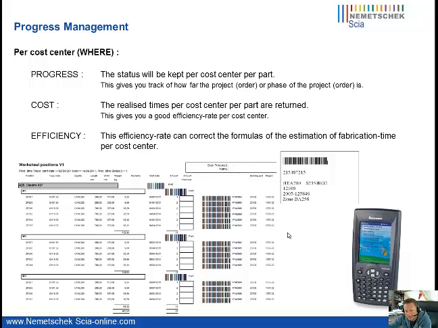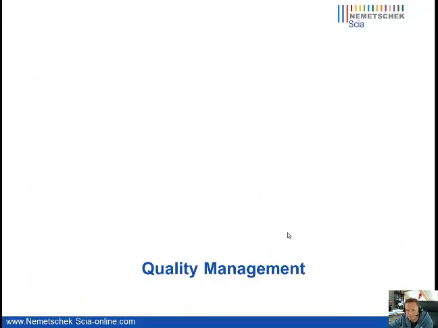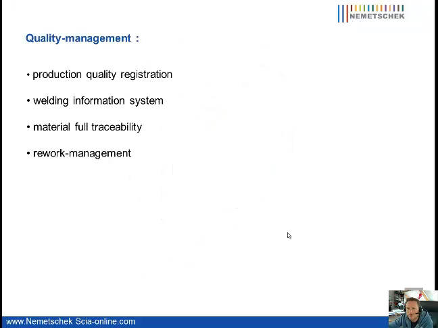And this results then at the end, for instance, by using the barcode systems, in progress, cost and efficiency information. Now all this will lead to a quality system in the sense that we have 4 main topics. I already mentioned production quality registration, material full traceability, but also we have a welding information system and a rework management tool.